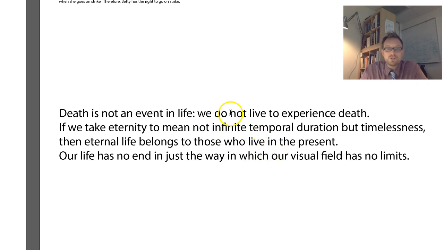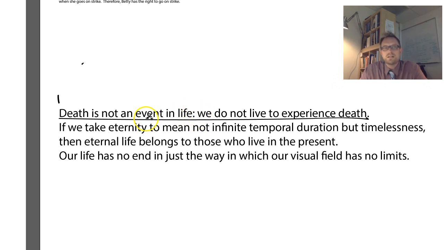So the first thing we have to do here is figure out what are the premises and what's the conclusion. And let's just underline them. Let's just go through it. So death is not an event in life. We do not live to experience death. I actually think that entire thing is its own proposition. It's its own statement. Some people might be confused by what this colon means here.